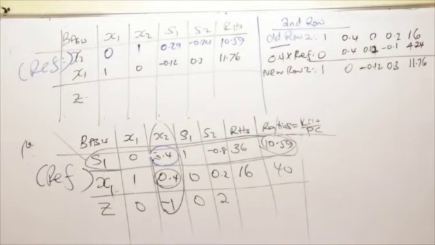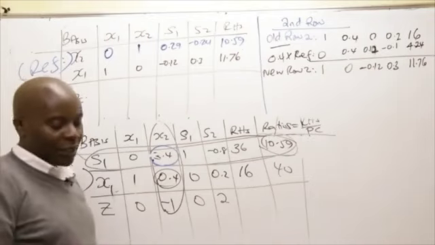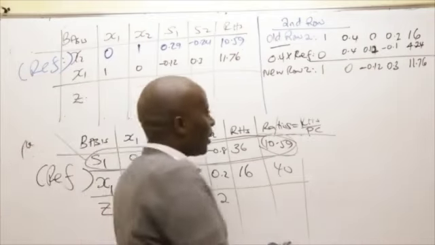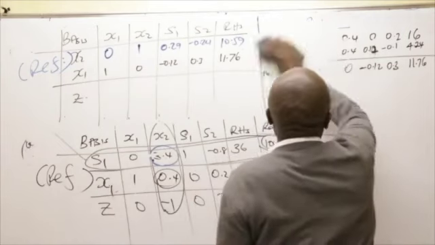From the table, it is optimal for Alex. Now, ladies and gentlemen, let's do this old Z row together. We start with the old Z row. We adjust the old Z row.